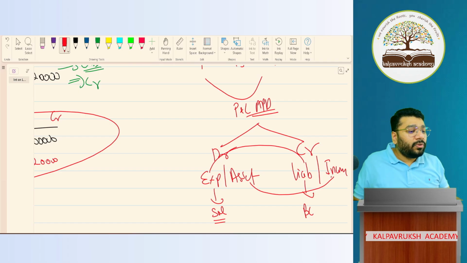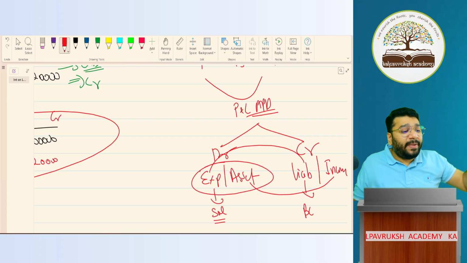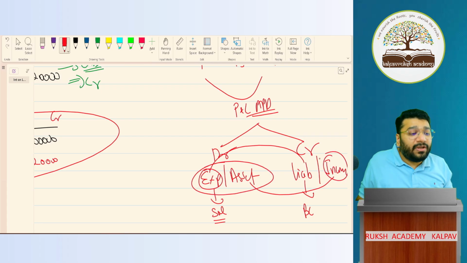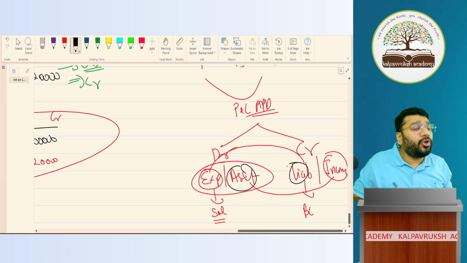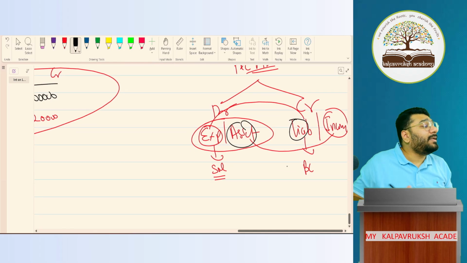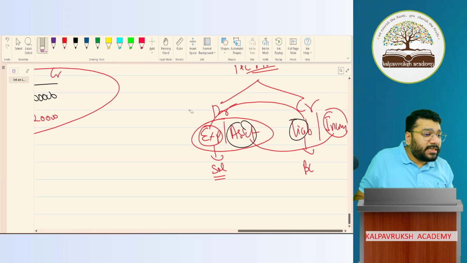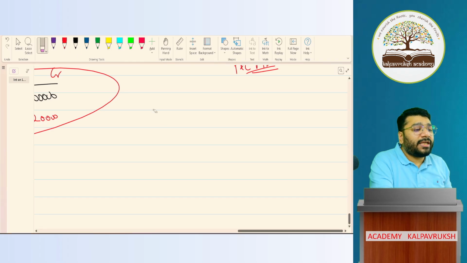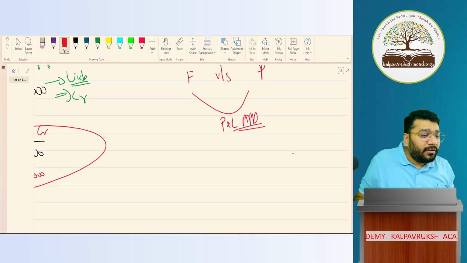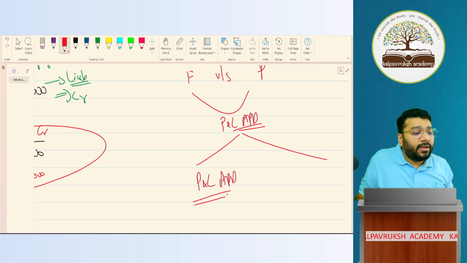So I'm telling you, the expense and income aspect will go to your P&L appropriation account. The other aspect, asset and liability, will go through the partner's capital account. Listen to me very carefully. Or I'll put it in a different way: whatever transaction is taking place between the firm and the partner will go through one, the P&L appropriation account, and second, to the partner's capital account.